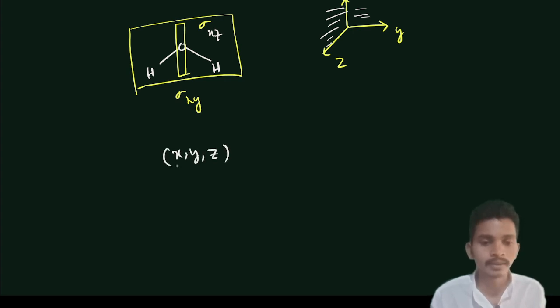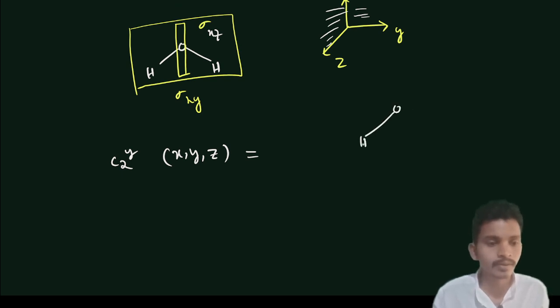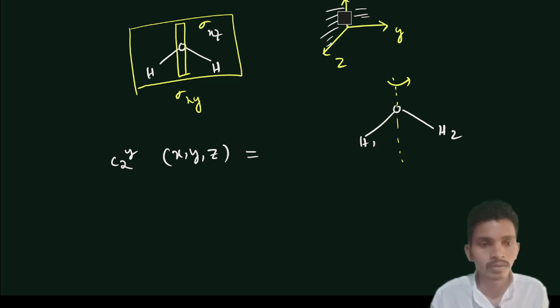Okay, so now let's say we have the x, y and z axes. Now you apply C2 y, then what will the result be. Whenever we apply C2 y, here I am passing, this is the water molecule, H1 and this is H2. So I am now applying C2 y in this direction. This is not our plane, I did something wrong. This is the x-axis and this is y.